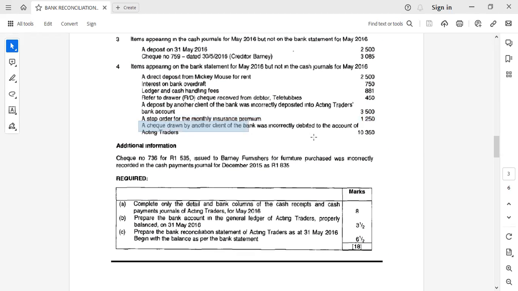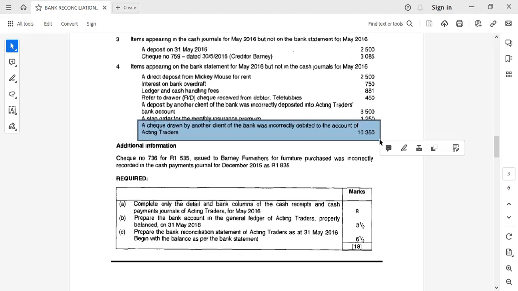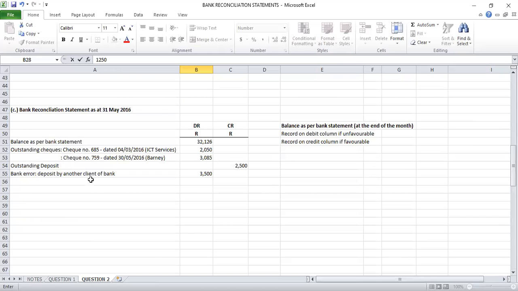A check drawn by another client of the bank was incorrectly debited into the account of Acting Traders. Someone paid, but by mistake, they debited our account. All mistakes made by the bank go to the bank reconciliation. So they have to increase our amount because they wrongly reduced it. So it will go on the credit side. Remember, we said the bank statement increases on the credit side. So we have bank error, withdrawal by another client of bank.